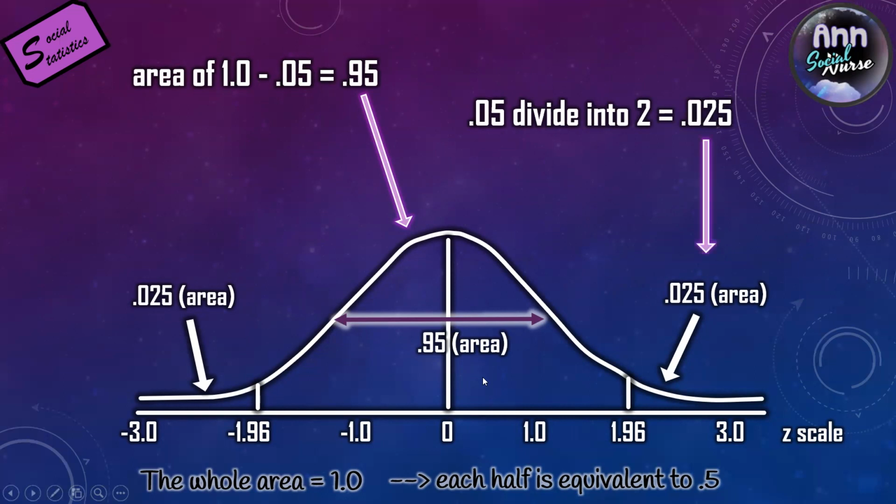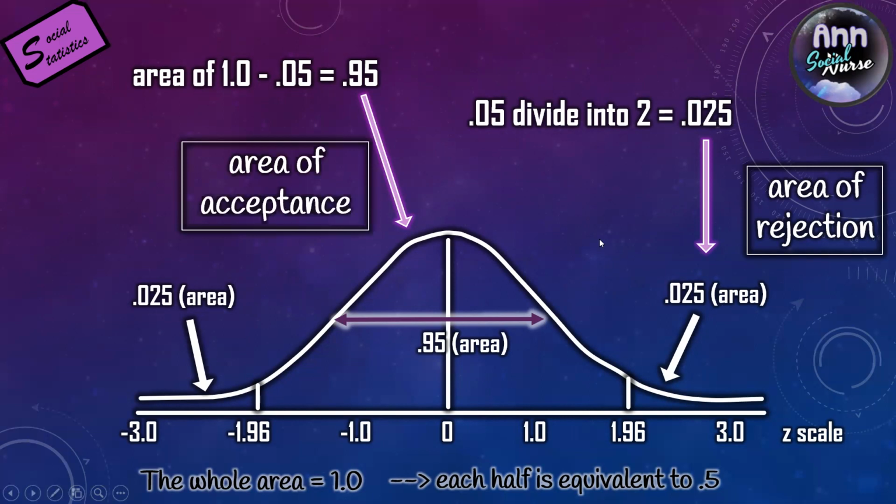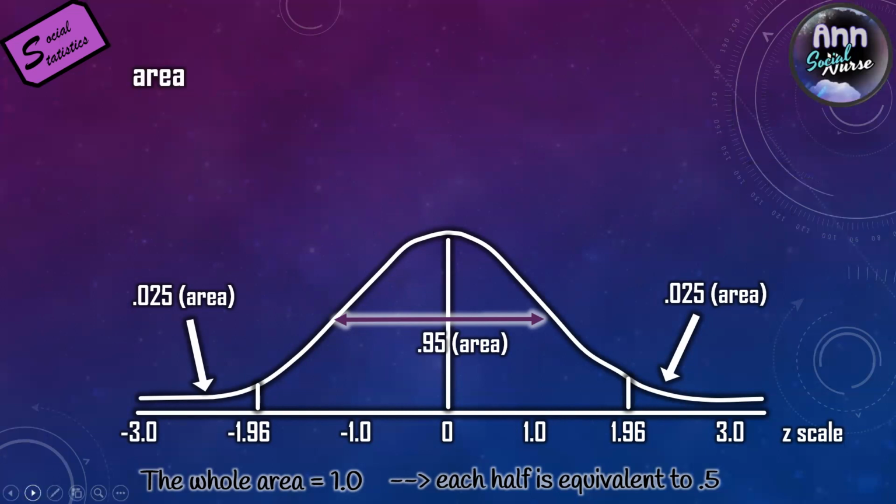Okay, and this one will be the area of rejection, and this one the area of acceptance. So if the p-value falls here, you are in the area of rejection, so you reject the null hypothesis, because usually the researcher will phrase the hypothesis as a null, that there's no relationship. So when you reject, it means there is a relationship. Okay.